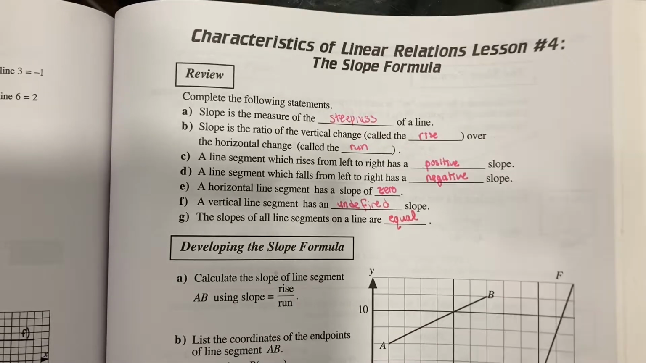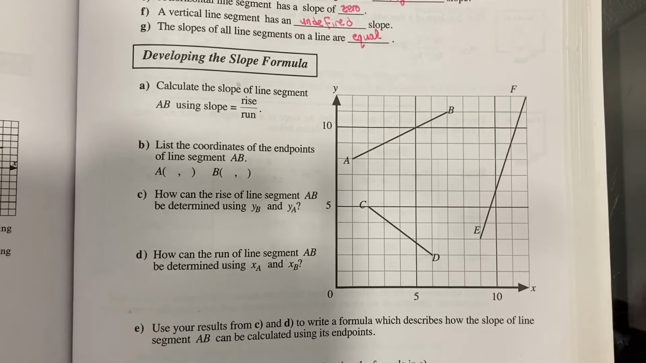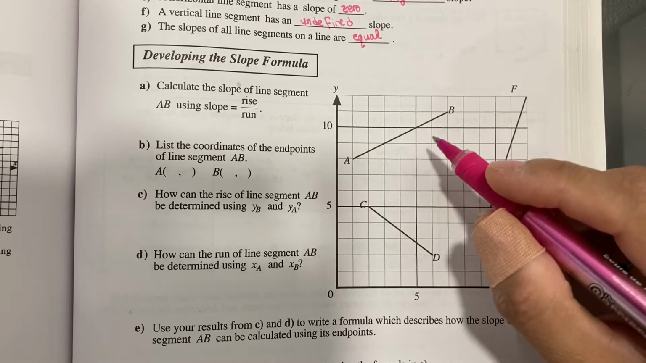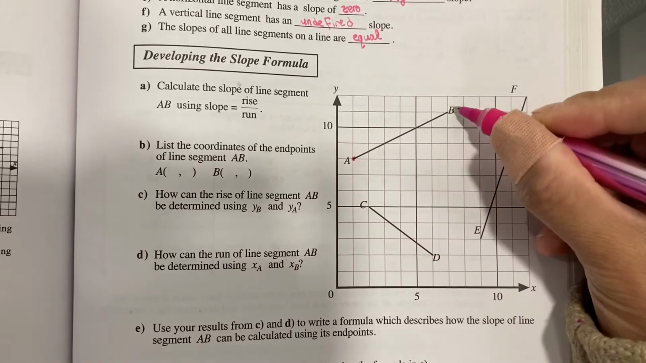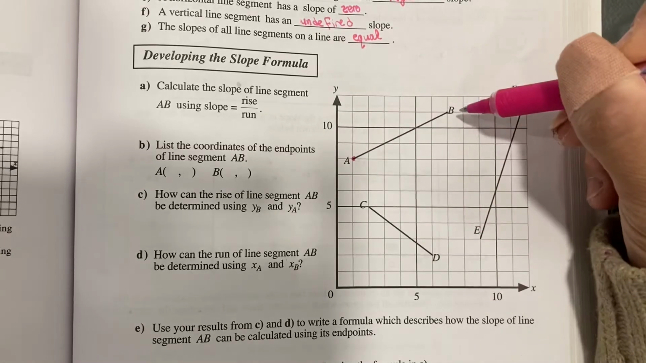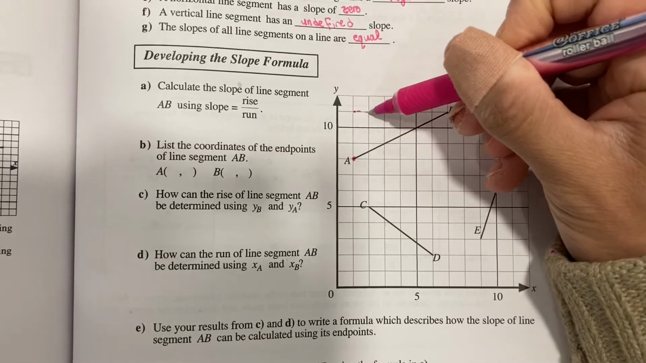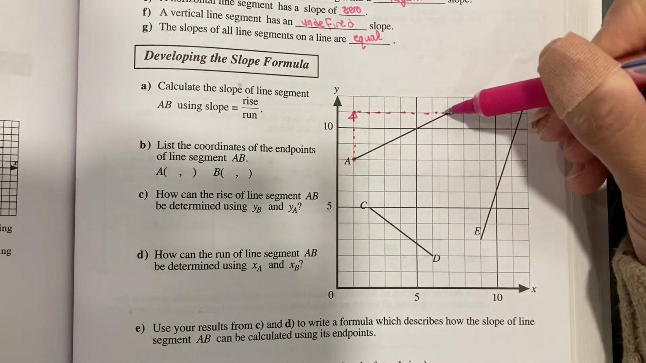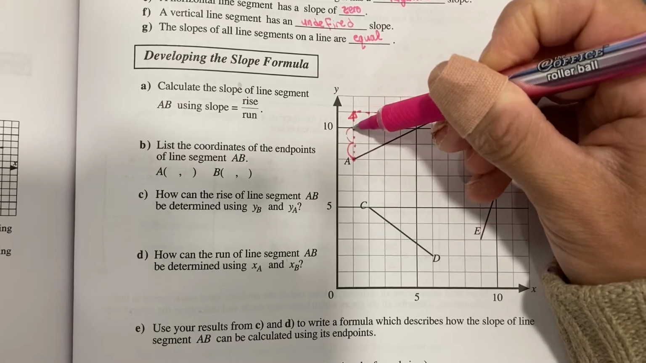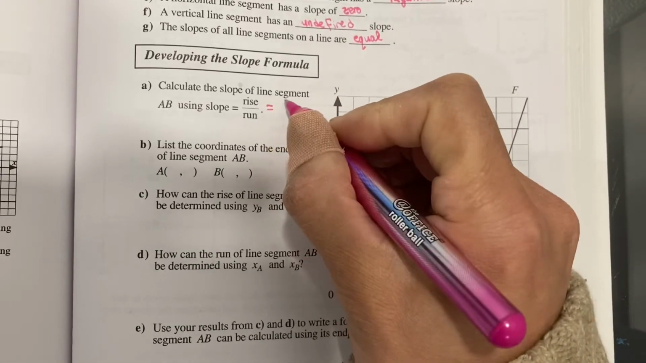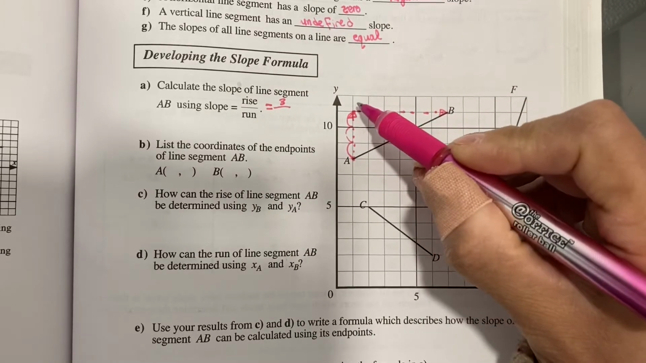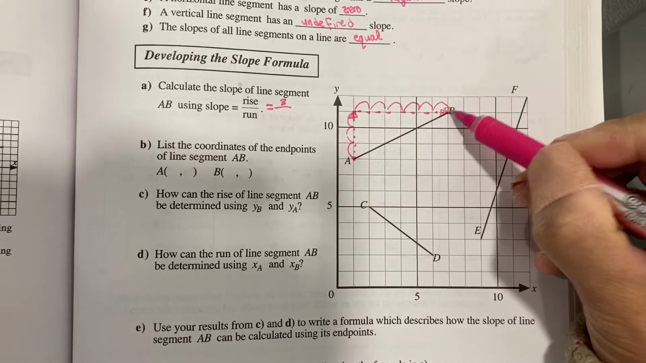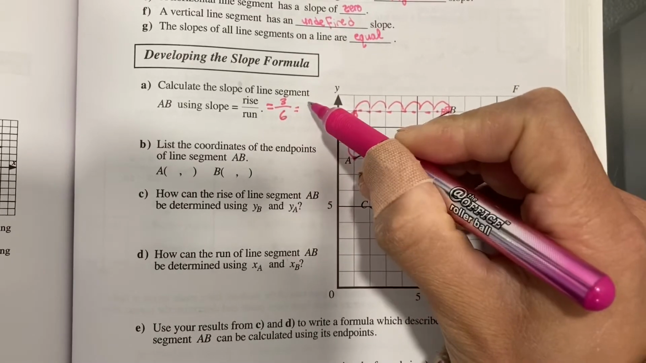Now, when we develop the slope formula in this example here, we want to calculate the slope of line segment AB using the slope rise over run. So if we start here, we want to count how far up we go to get to B. This is kind of how I like to do it: draw a horizontal and a vertical line, going straight up and sideways, up 1, 2, 3. So we have a rise of 3, and we have a run of 1, 2, 3, 4, 5, 6. So 3 over 6, which would reduce to 1/2.